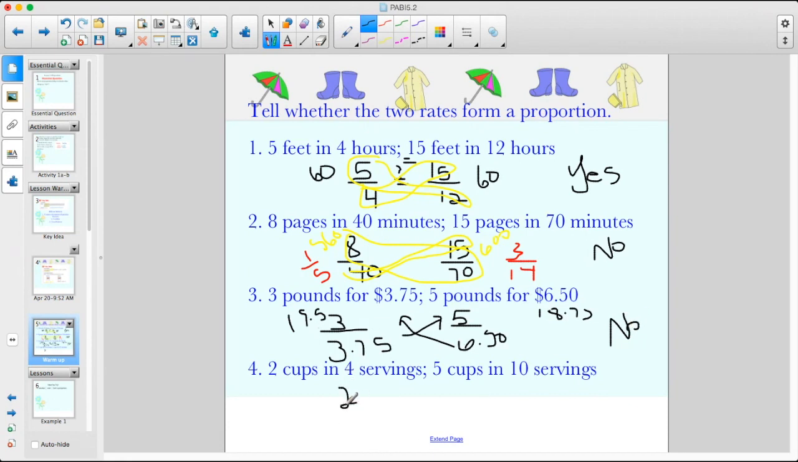2 cups in 4 servings and 5 cups in 10 servings. Now I'm hoping that you see a relationship between these two kind of right off the bat. Both of these can be simplified to 1/2. So we know that they are proportional. So this would be a yes. If you didn't use that method and you use cross products, 10 times 2 is 20, 4 times 5 is 20. Again, their cross products are equivalent, therefore they are proportional. So this would be an example of a proportional relationship as well.